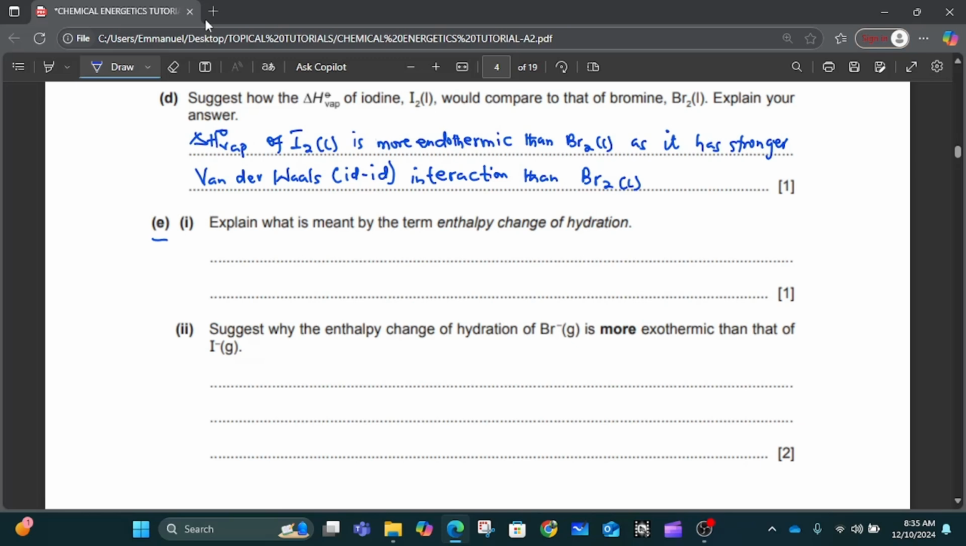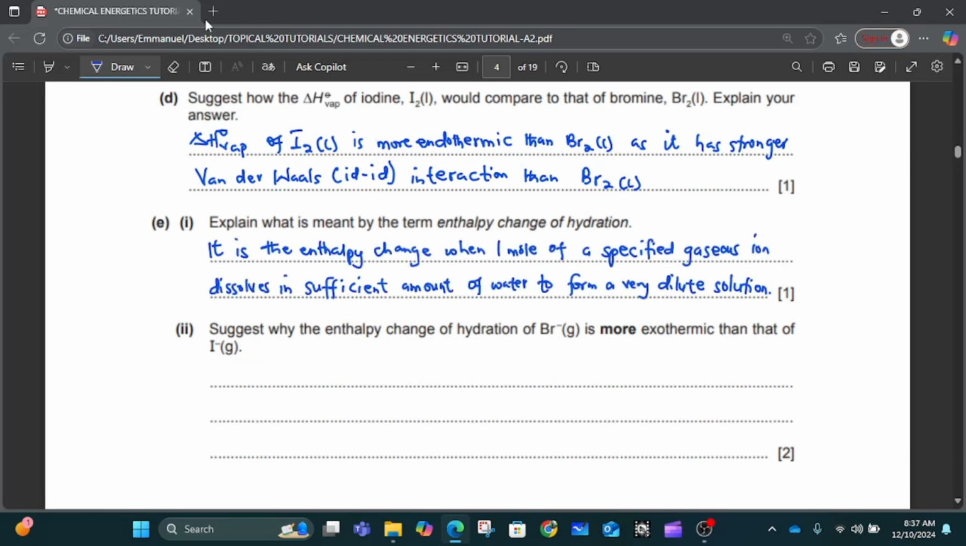E. I. Explain what is meant by the term enthalpy change of hydration. It is the enthalpy change when 1 mole of a specified gaseous ion dissolves in a sufficient amount of water to form a very dilute solution. For example, if you have Br minus gaseous dissolving in water, it becomes Br minus aqueous. And if you have sufficient amounts of water, then this conversion or enthalpy change is the standard enthalpy change of hydration.